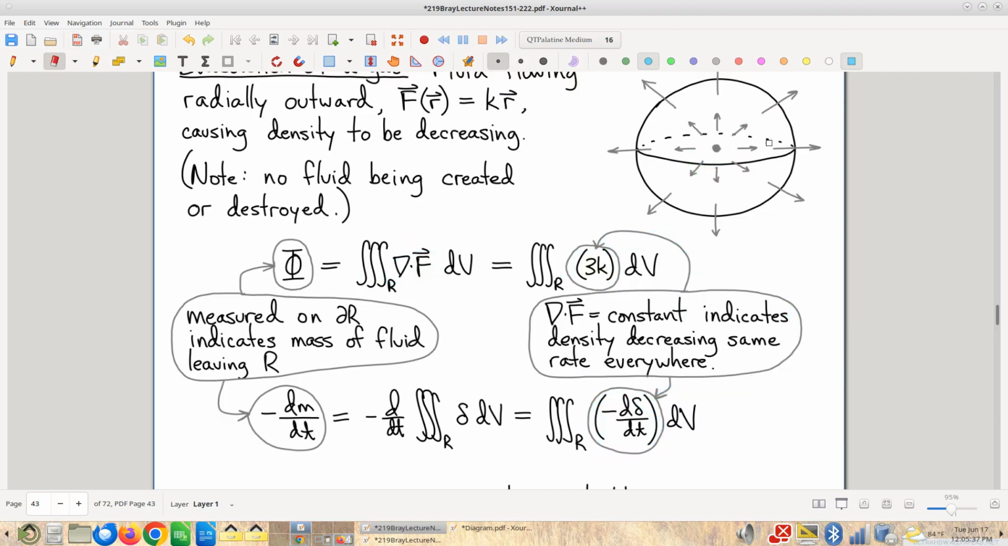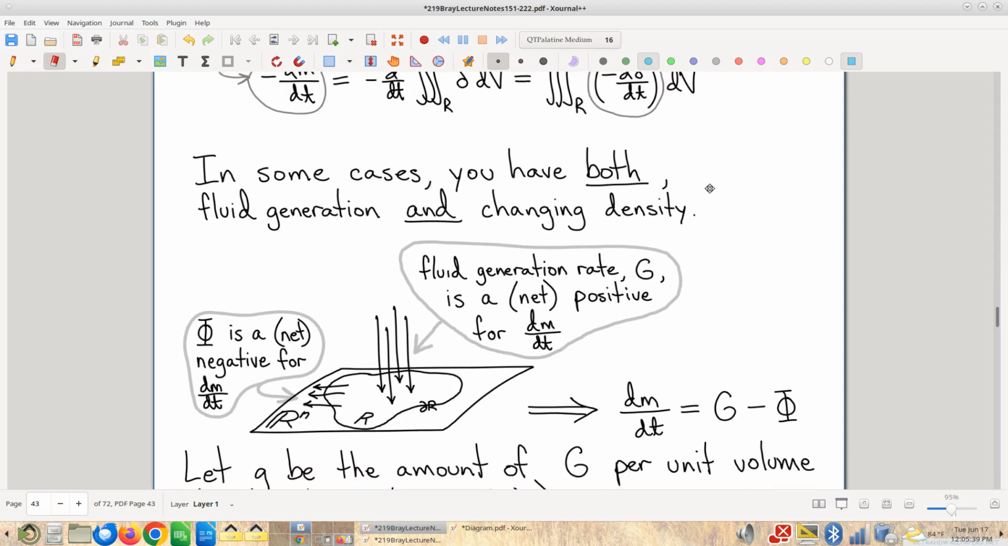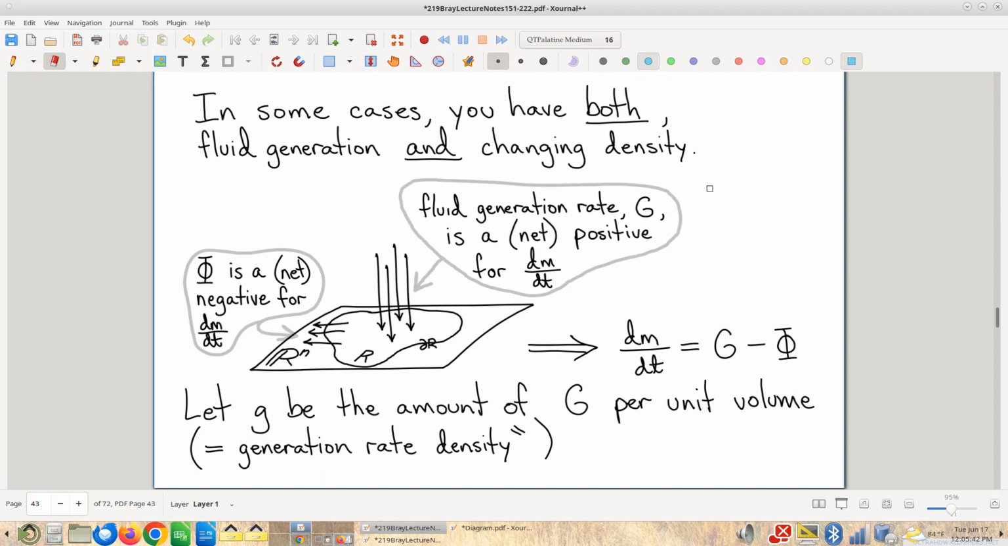Okay. Now here's where things get weirder. Sometimes you have both in play. There are some fluids where the fluid is being generated and simultaneously the density is changing. In other words, it's a combination of the unique features of the photon, light bulb type fluid, and the expanding gas fluid.